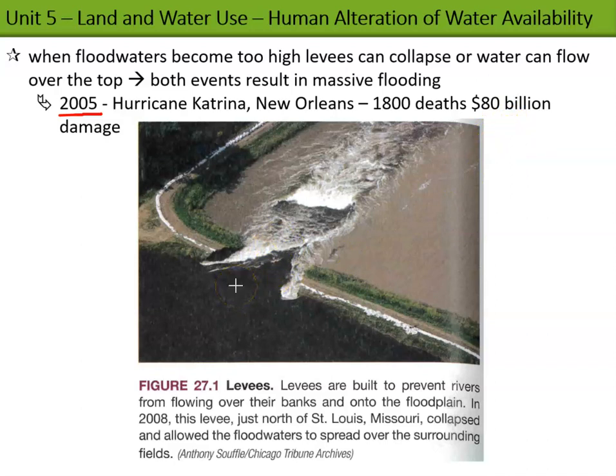And part of the reason was blamed on these levees that were just holding back this water, just waiting for that perfect storm to come in and cause this massive damage and massive loss of life. And here's another picture of a levee that's breaching a dam in St. Louis. This is the Mississippi River as well, in 2008.